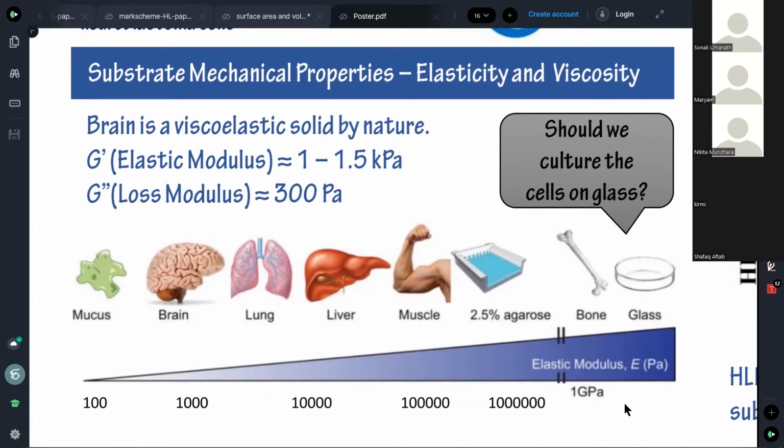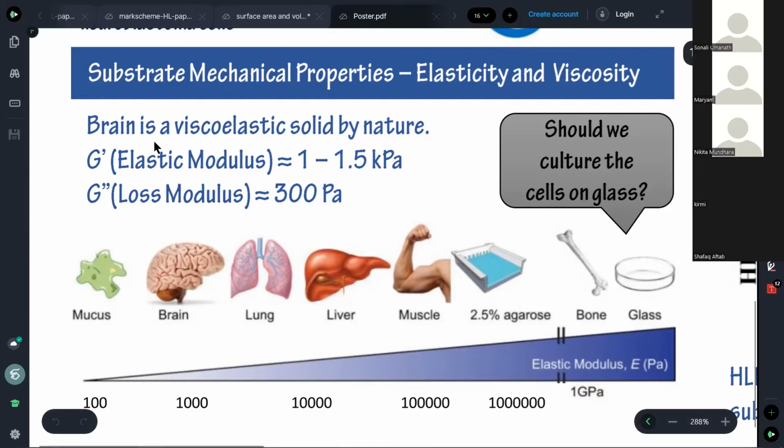For example, you can hold your hand around the bony regions or the elbow bones and touch your cheeks. You will of course identify that cheeks are much softer because they have only the muscle mass, right? Muscle or the skin mass there. So the brain is even softer. The brain has a stiffness of around 0.5 to 1.5 kilopascal.